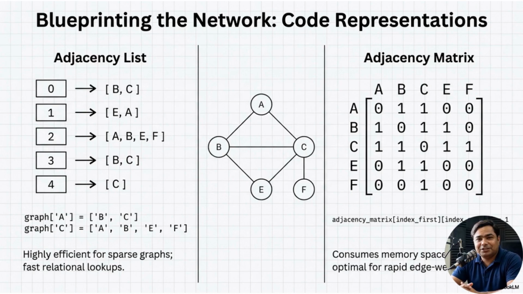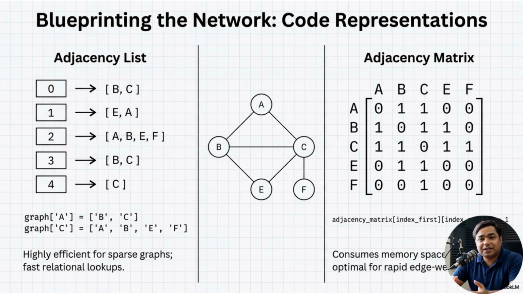In that case, an adjacency list saves memory because we only store actual connections. Now look at the right side, the adjacency matrix. An adjacency matrix uses a two-dimensional table. The rows and columns represent vertices. If there is an edge between two vertices, we mark the value as 1. If there is no edge, we mark it as 0. For example, if A is connected to B, then the matrix position for A and B is 1. If A is not connected to E, then the matrix position for A and E is 0.